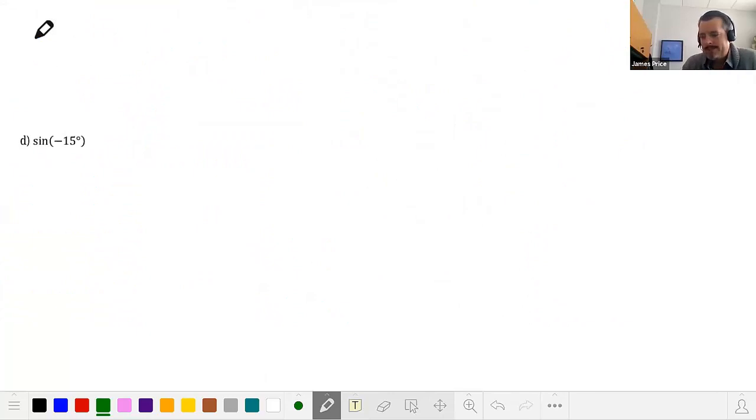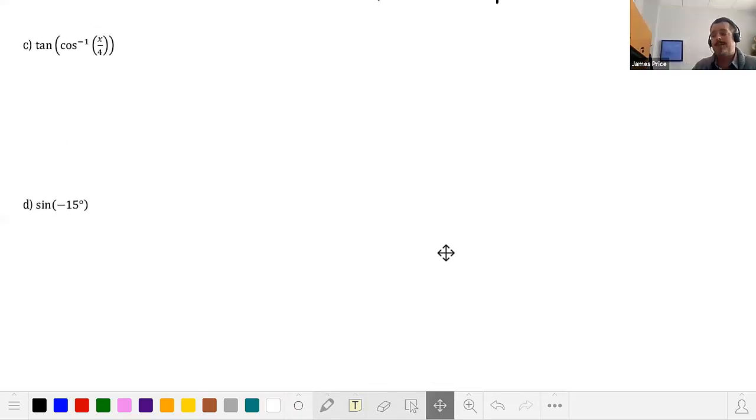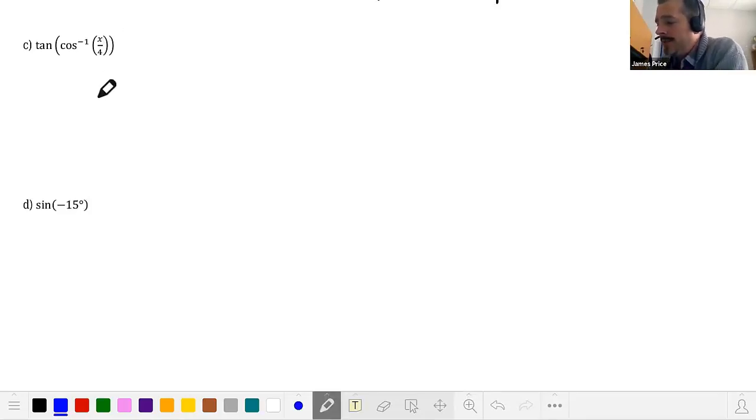Now, notice, let me move that back up a little. C is kind of similar to B, but it's actually a little bit easier. So we're going to use a right triangle to solve this, but our right triangle is kind of idealized. We're going to take the best case scenario, which means you're always in the first quadrant. And that's an assumption we make on this problem. And so we want to find the tan of cosine inverse of x over 4.